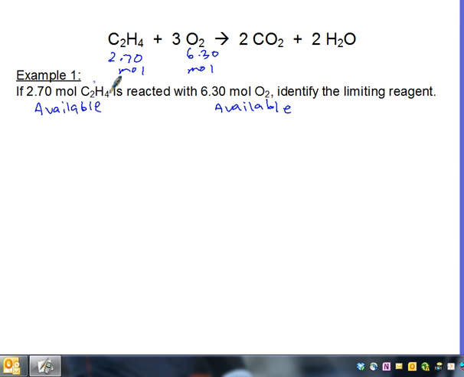So step 3 is to take the moles of the first chemical. I'm going to label this one A and this one B. Why don't you do 1 and 2? It's a lot easier. Okay, I'll put 1 and 2. So we're going to take moles of 1, in this case the ethene, 2.7.